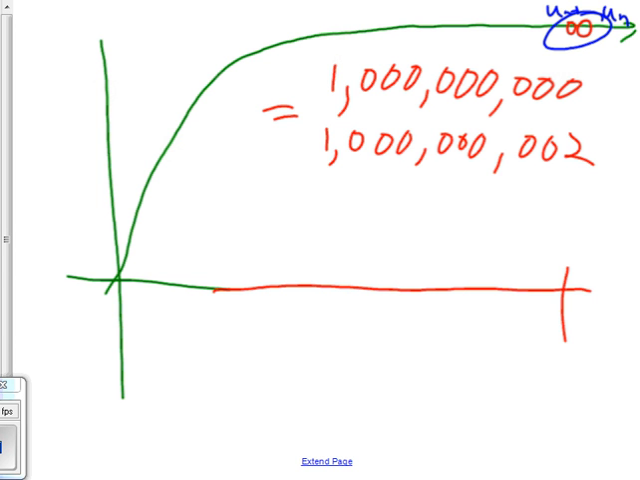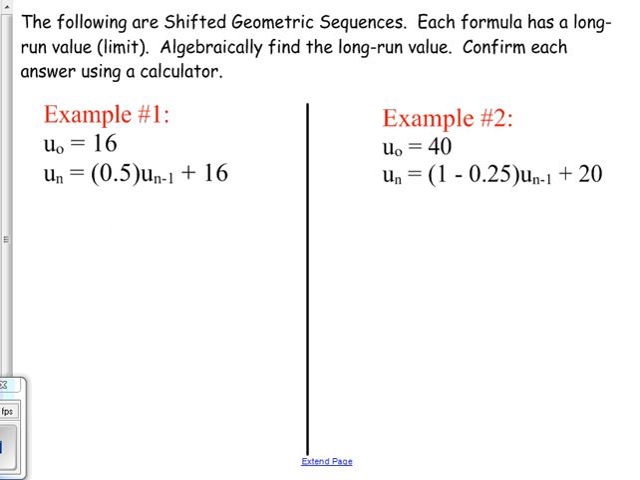So what we can do is take an example like this guy, and since u of n and u of n minus 1 are basically the same value in the long run, we're just going to replace those with some unknown value, and we're going to call that unknown value x. And then from here, it's just a normal algebraic equation. So we're saying that x is equal to 0.5x plus 16. And then we're just solving.